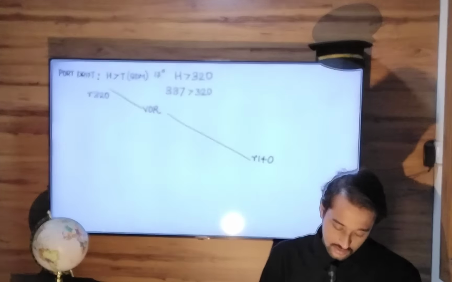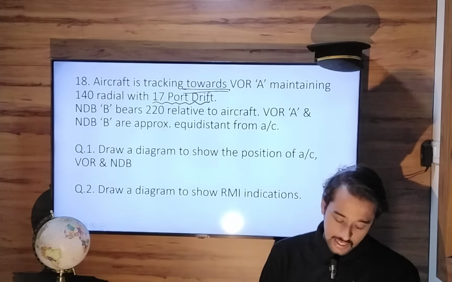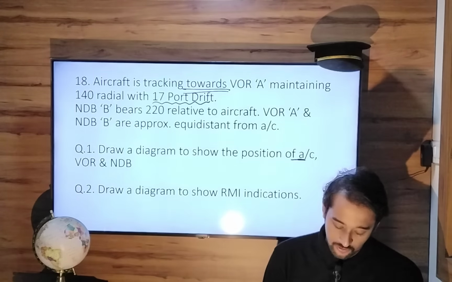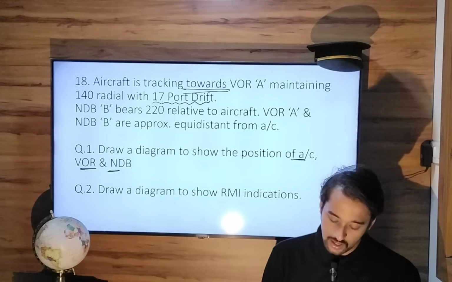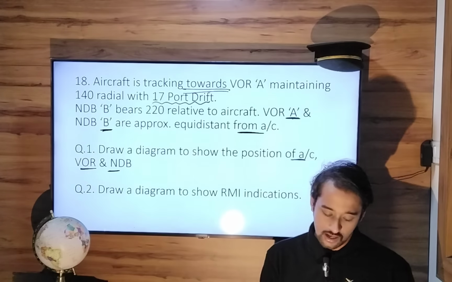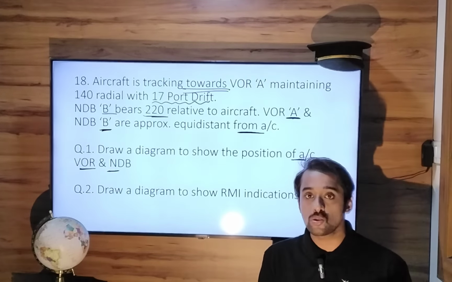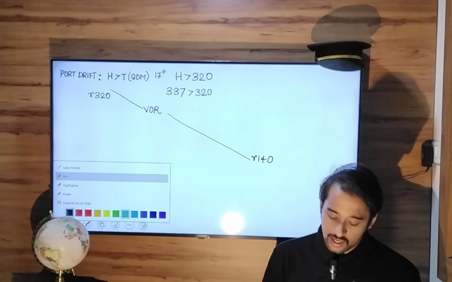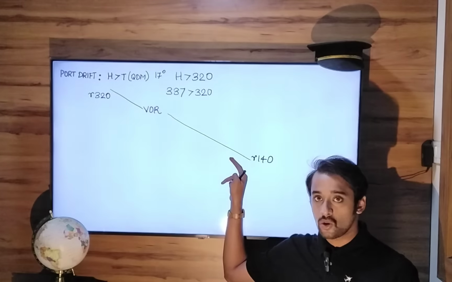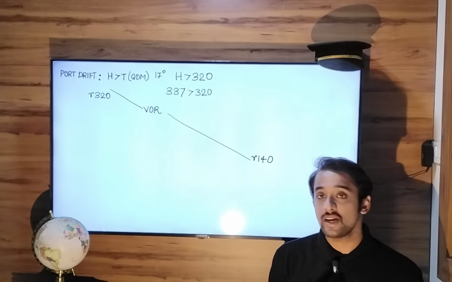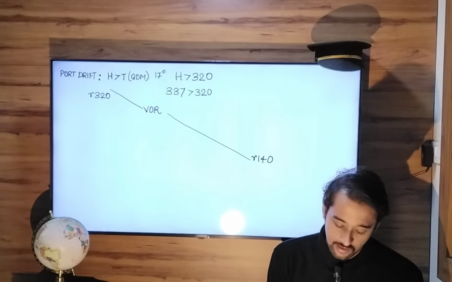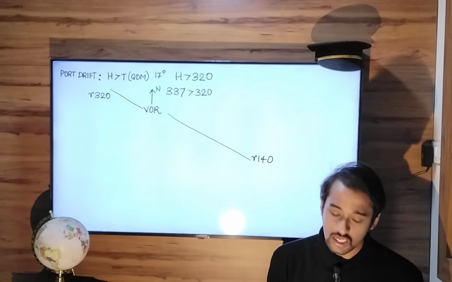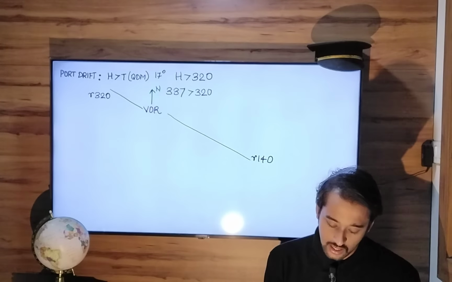Next. NDB, so draw a diagram to show the position of aircraft, VOR and NDB. VOR A and NDB B are equidistant from aircraft. And there is one NDB which is at a relative bearing of 220 relative to aircraft. So let's draw this example. So aircraft is situated on radial 140. So let's draw that aircraft, and the heading of that aircraft is 337.